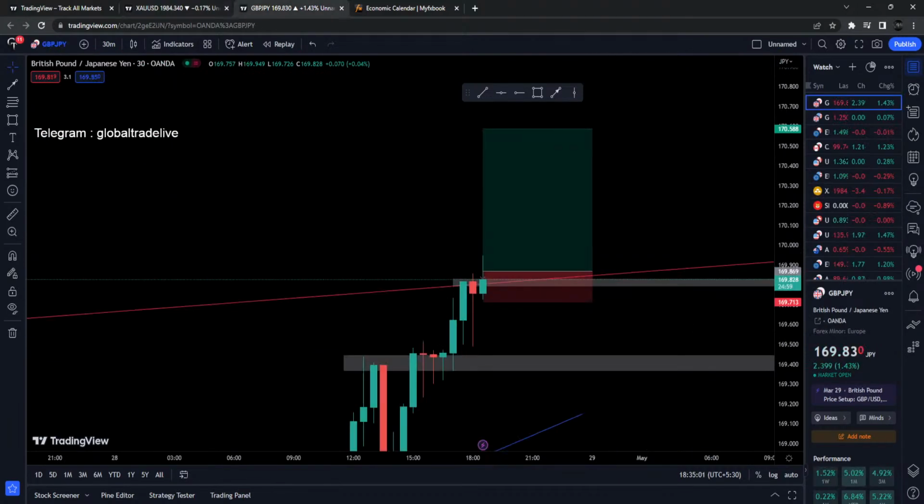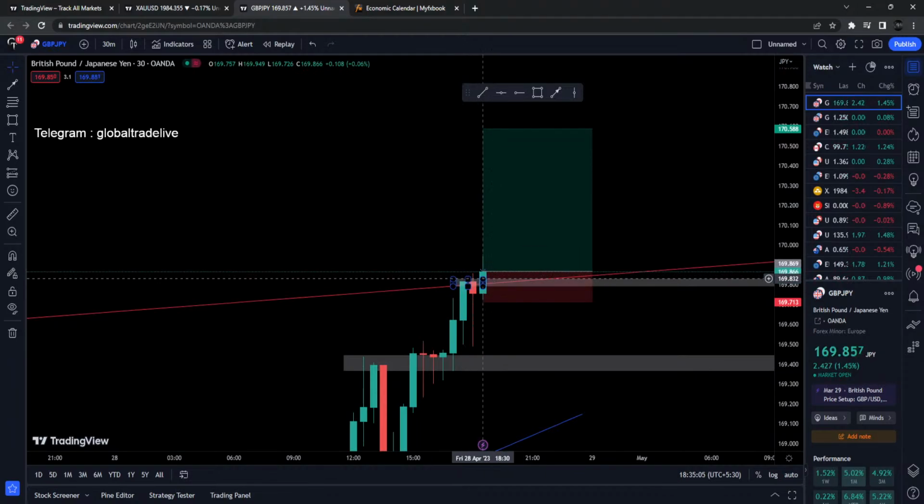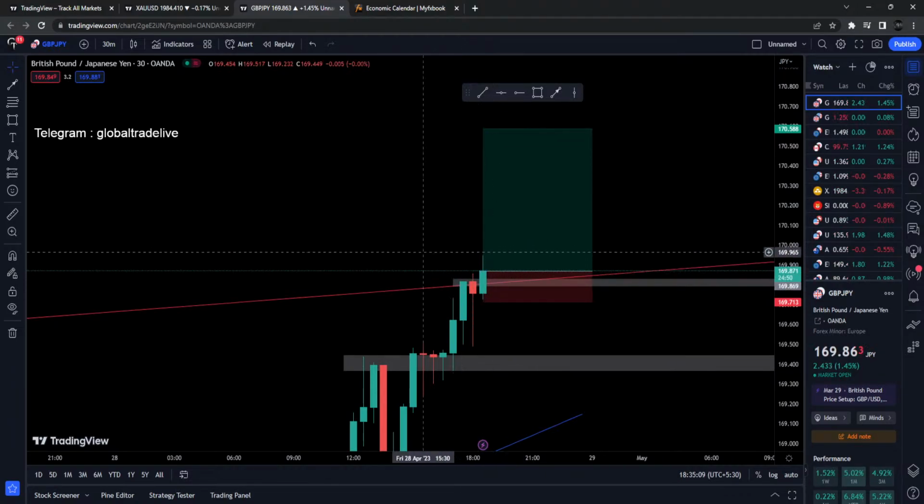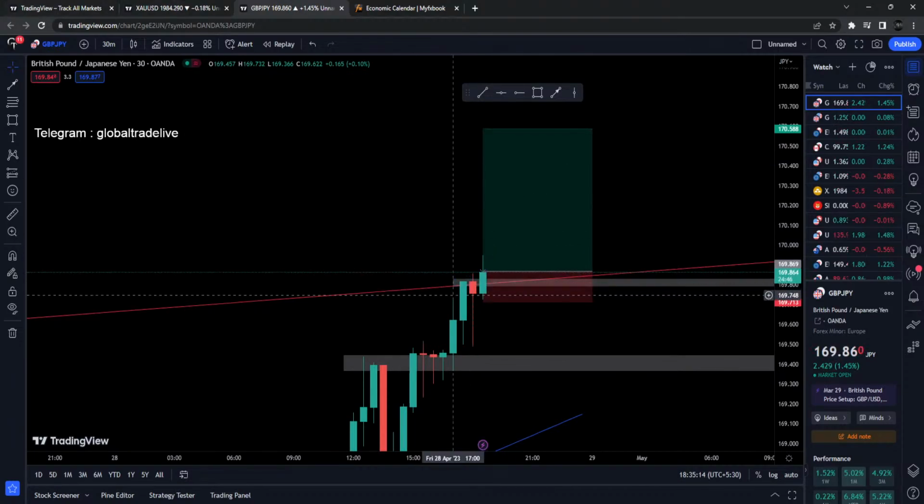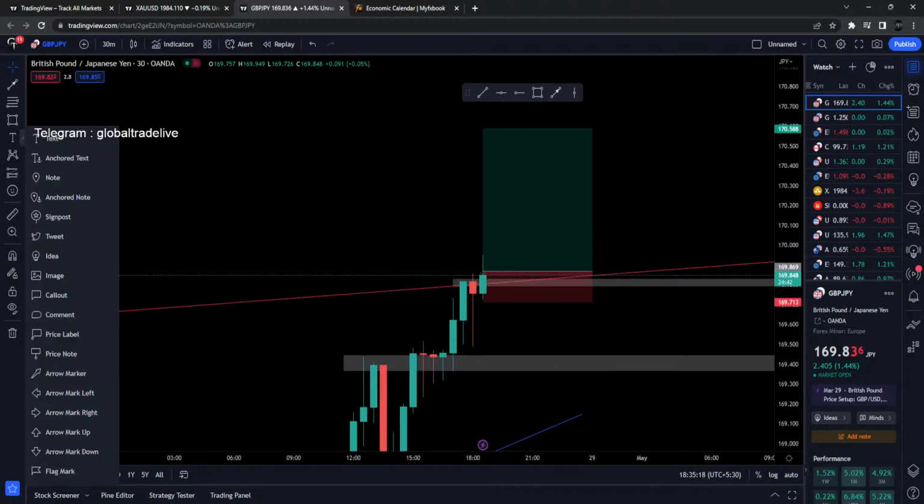So guys, I think, look over here. See, I told you that GBP JPY can reject the higher prices. There is a possibility of doing that. Yeah, I'm actually not in this trade. Guys, this is just a paper trade. I'm not in this trade.